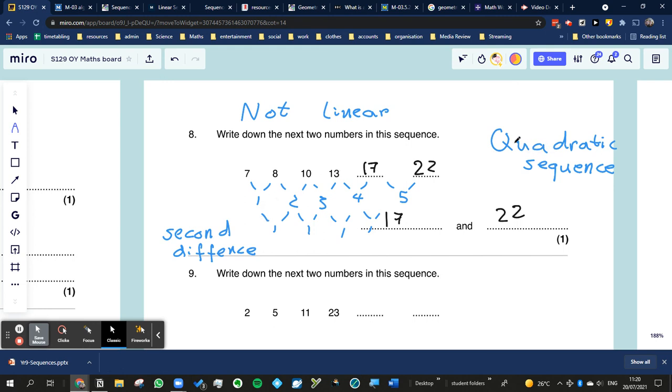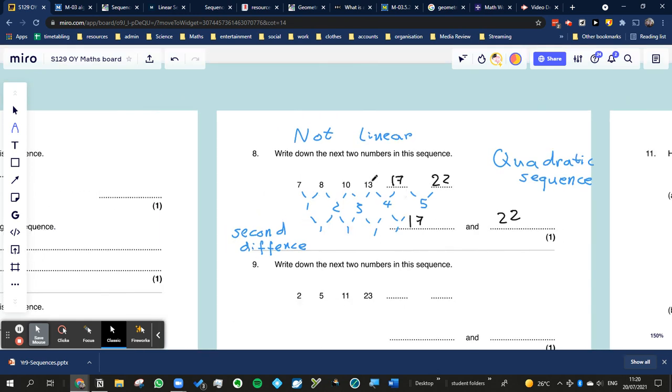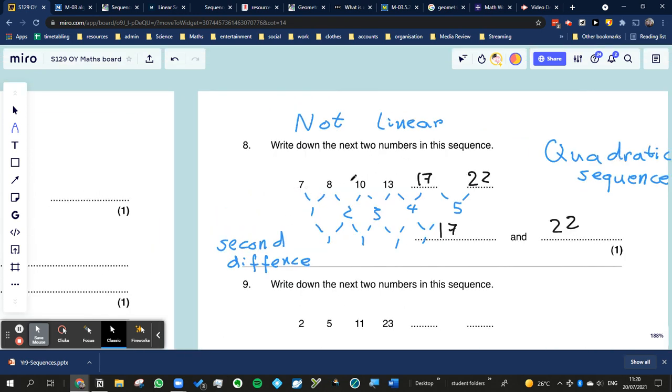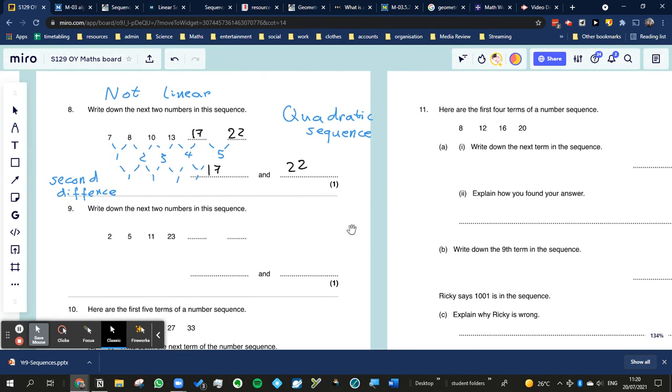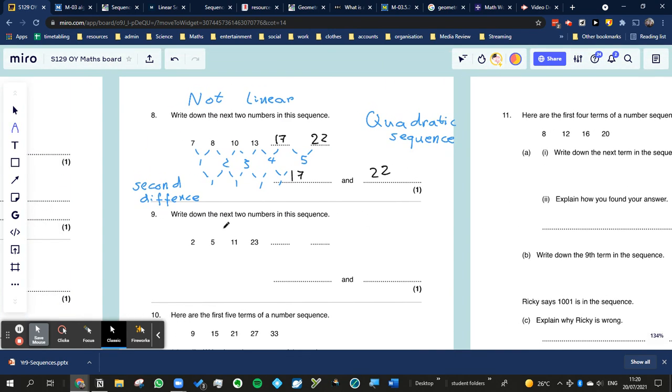And then we have geometric sequences, and that's when you multiply the previous number by a certain number, and that's going to come up later on. But yeah. So let's just stop that video. This is just looking at differences, okay? So I'll make that video now.